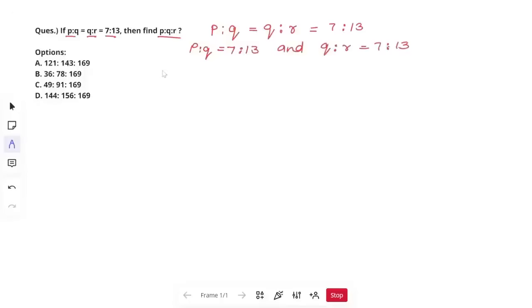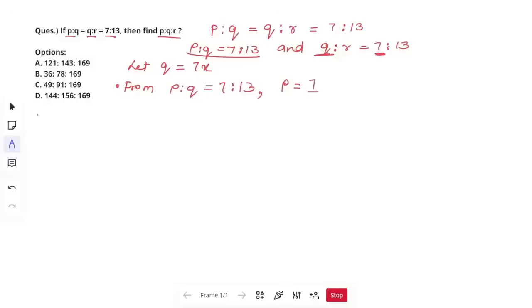Now what we will assume is our value of Q. Let Q equal 7x. Q has the ratio 7, so that is why we have assumed Q equals 7x. Now we will substitute the values from P is to Q equals 7 is to 13, which is this first equation. We are substituting the value of P. So P can be written as 7 by 13 Q, right?